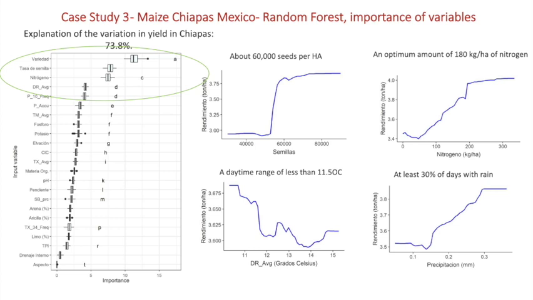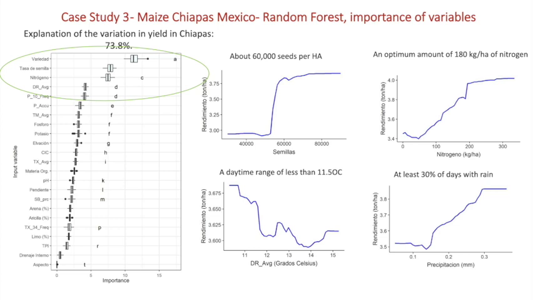And once again, we chose random forest because of the flexibility that this method offers to assess the relations that exist between the databases where the linearity supposition doesn't necessarily exist. And random forest allowed us to identify that the variety and the rate of seed and the nitrogen are the most relevant variables that affect the yields in corn in Chiapas.